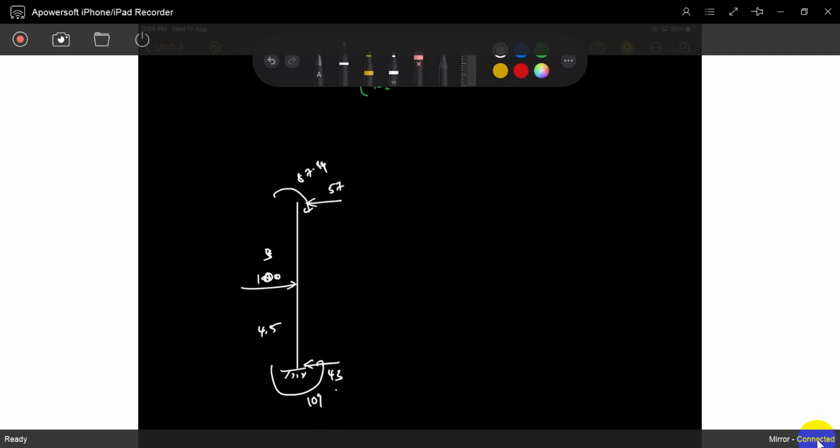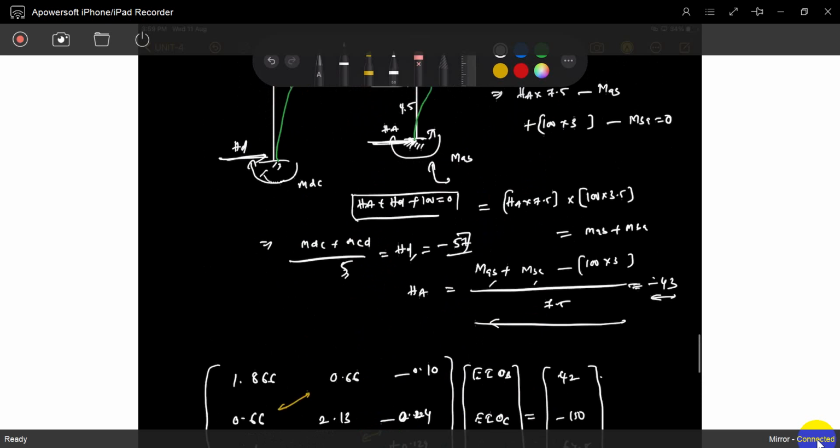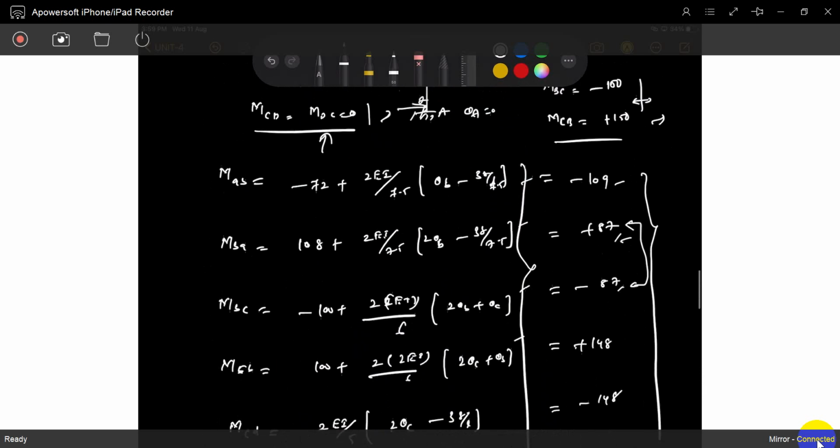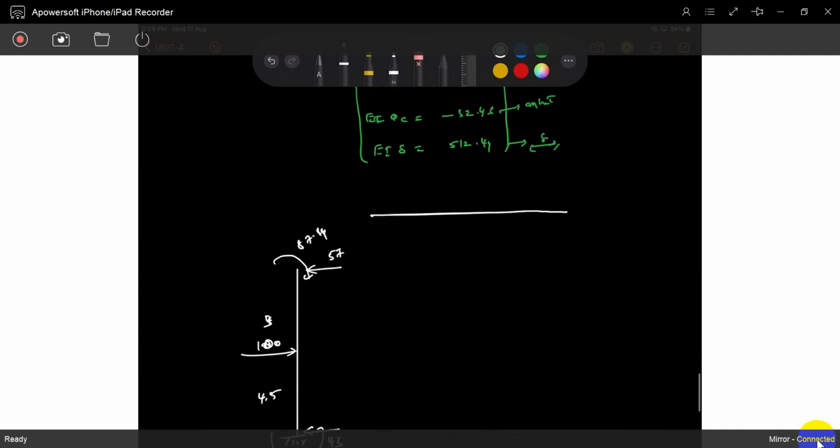Now it's a complete free body diagram. You will feel that it's exactly an equilibrium situation. Next I will write this value. So BC is what? 87, 148. 87 is negative, 148 is positive.